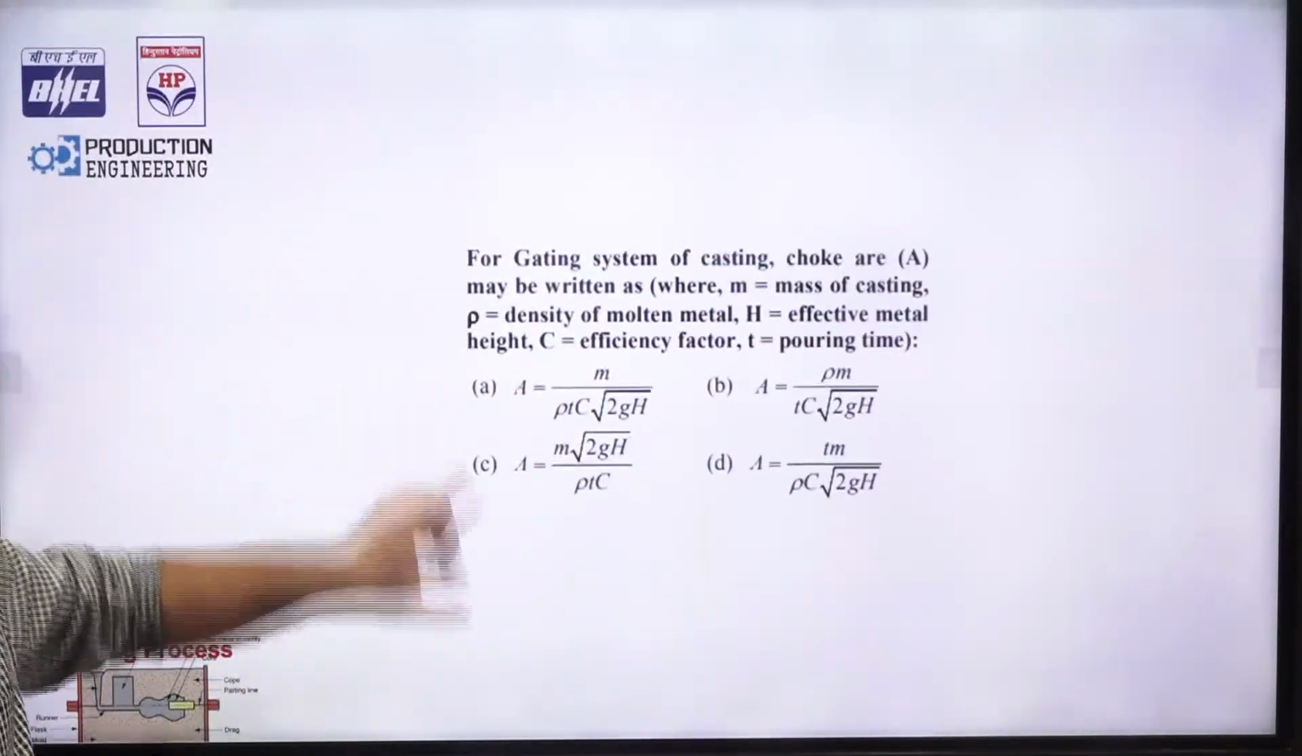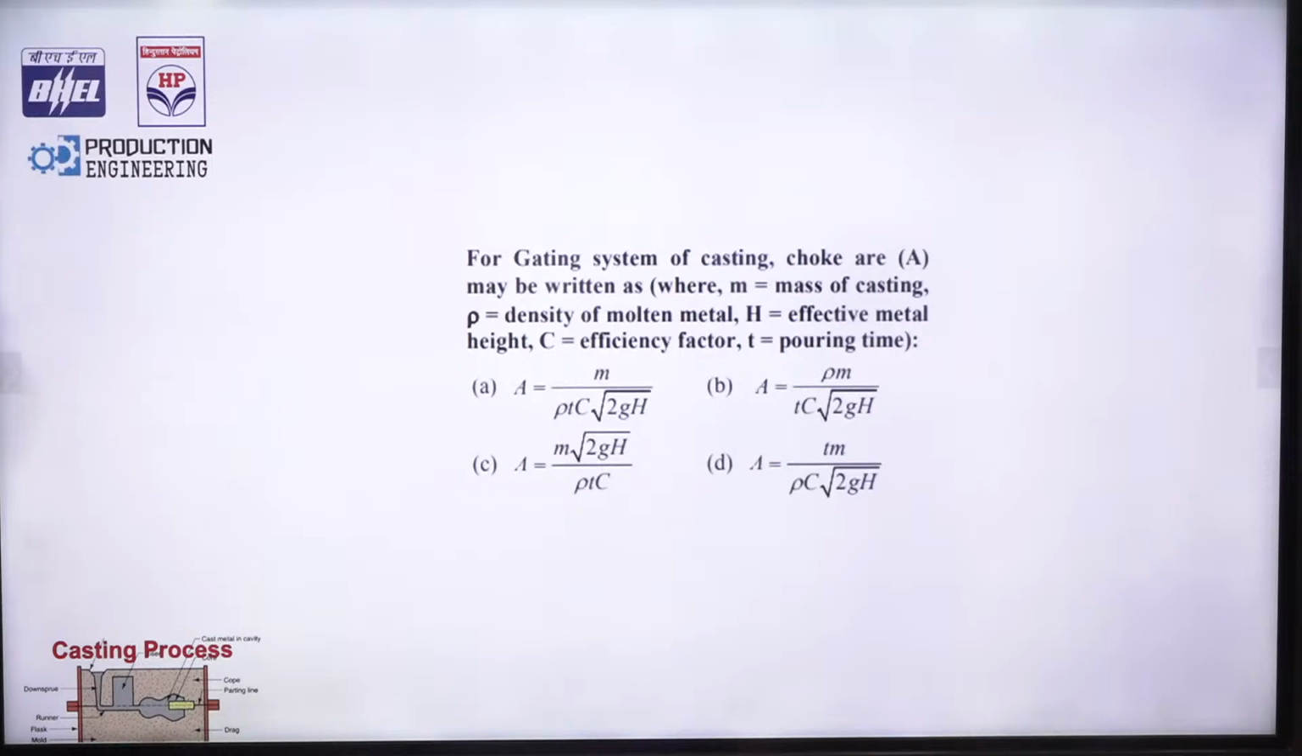Now this is one formula which I want you to remember. This formula has also been asked in many exams. For a gating system, choke area A is to be calculated using the formula. M is the mass of casting, rho is the density of molten metal, H is effective metal height, C is the efficiency factor, and T is the pouring time. How do you calculate the choke area?